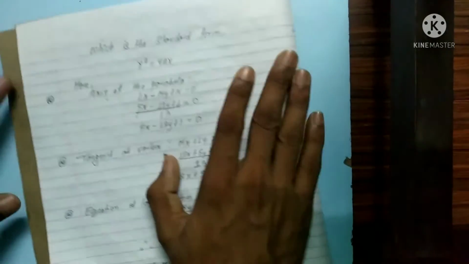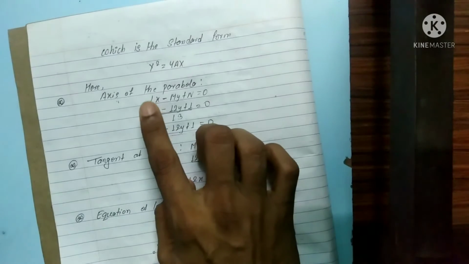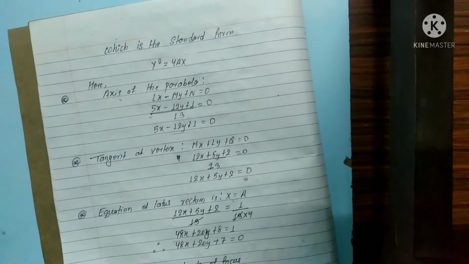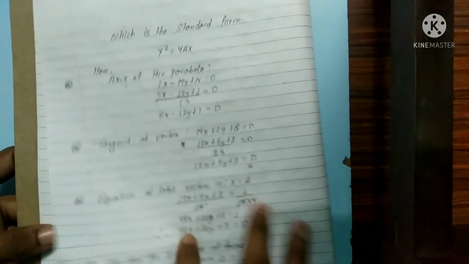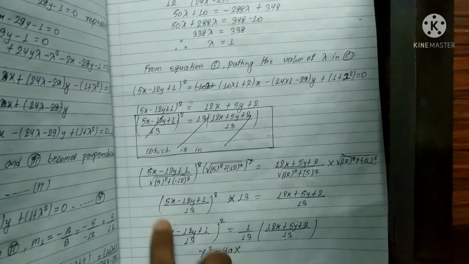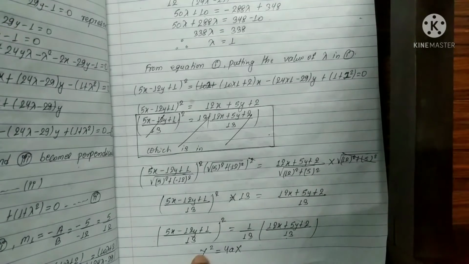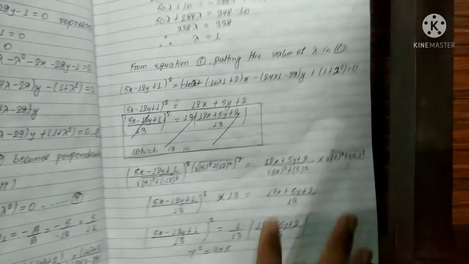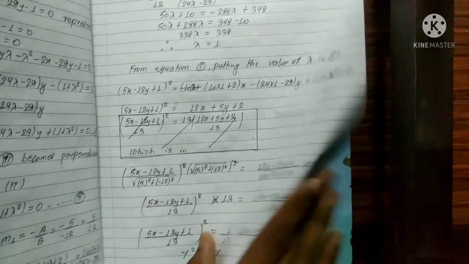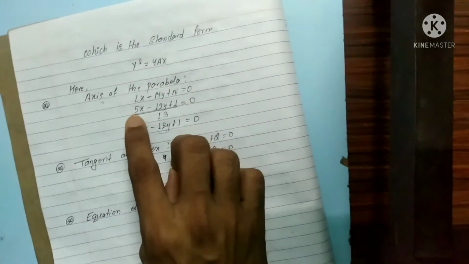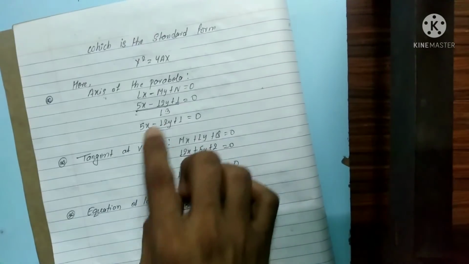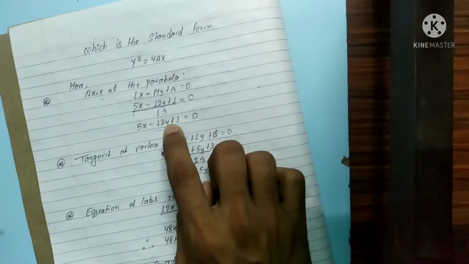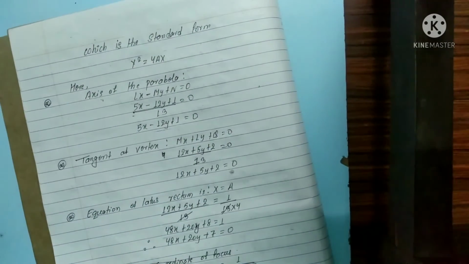Here we find the axis of the parabola. The formula of the axis of the parabola is Lx minus my plus n is equal to 0. We write the axis of the parabola formula: y is equal to 0. Now y is equal to 0. We have the Lx, 5x minus 12y plus 1 by 13 equal to 0. The equation gives 5x minus 12y plus 1, which represents the axis of the parabola.